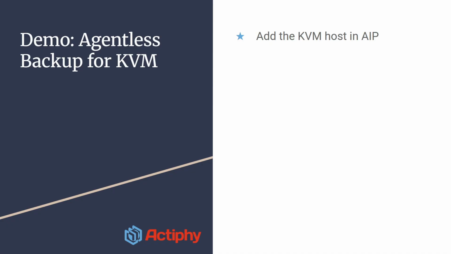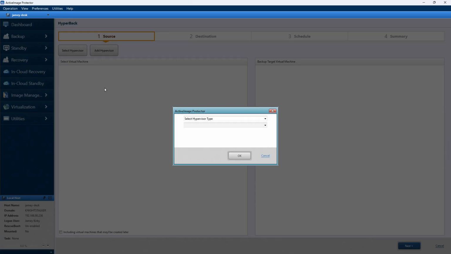Once the host connection is established, ActiveImage Protector automatically detects the virtual machines running on that system. No extra software to deploy and no manual configuration. Just connect, authenticate, and you're ready to protect. Once the host is added, ActiveImage Protector automatically detects all virtual machines running under that KVM environment. From here, we simply select which VMs we want to protect, whether it's a single production server or an entire group of virtual workloads. Select VM, select hypervisor type KVM, select the IP address.